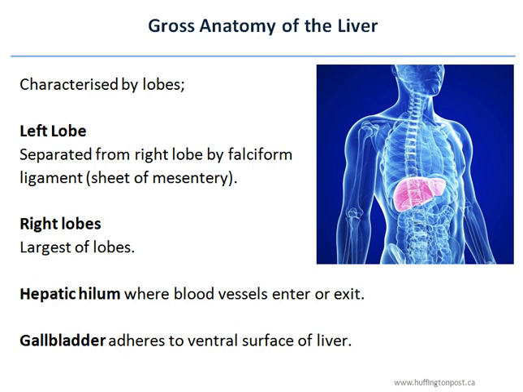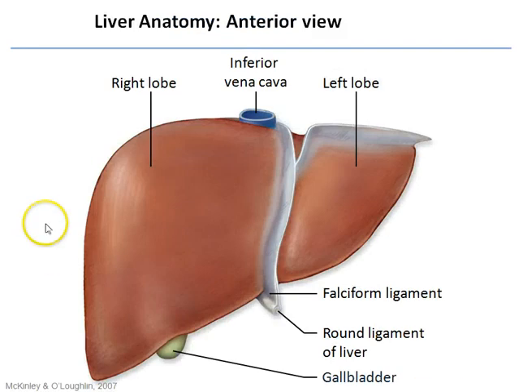This shows an anterior view of the liver. Take note of the right lobe and the left lobe, separated by the falciform ligament, that sheet of mesentery that I referred to. Notice the gallbladder, which is inferior to the right lobe. We've also got a structure indicated here called the round ligament. That's just a fibrous remnant of the umbilical vein.